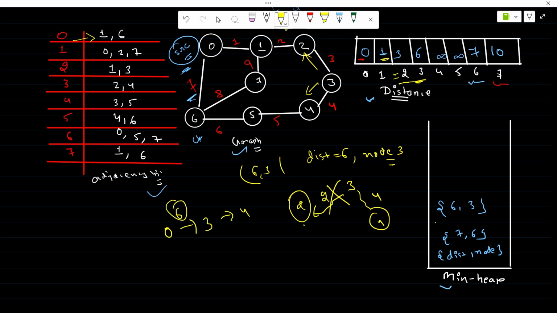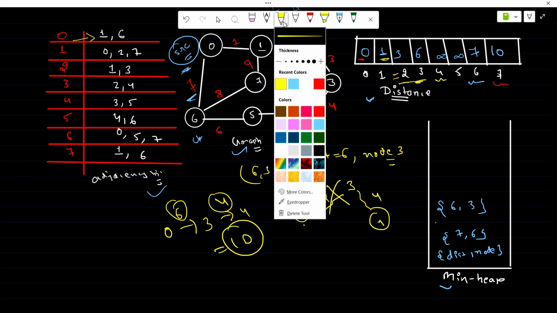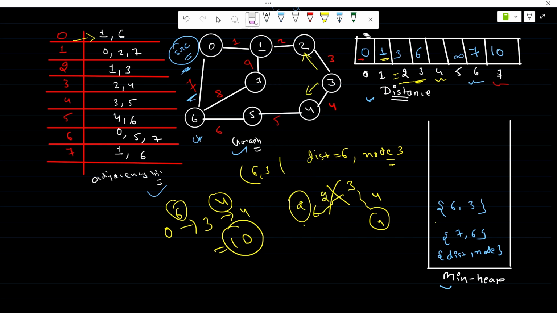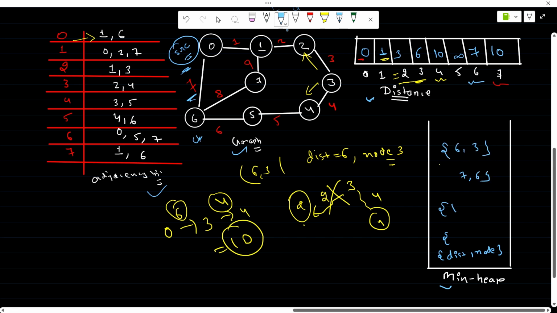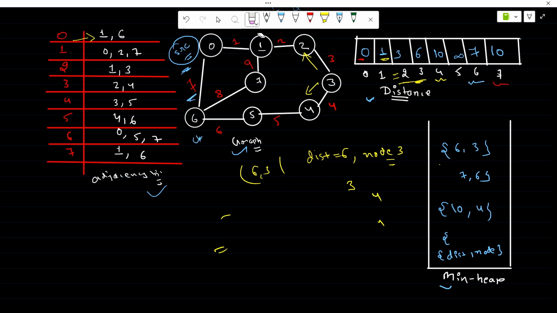From 3 to 4, the distance is going to be 4. So we will add it up to 10. Okay, but the current distance to reach 4 is infinity, which is greater than 10 ultimately. So we will update it with 10, and we will put it into the priority queue also. So yes, the distance is 10 and the node is 4. Okay, perfect.